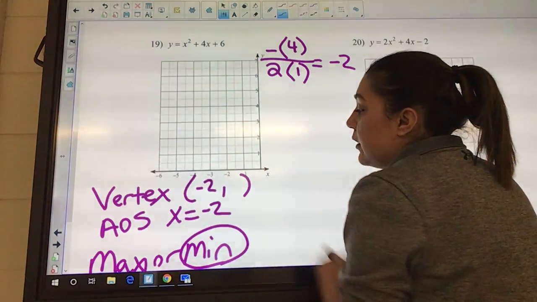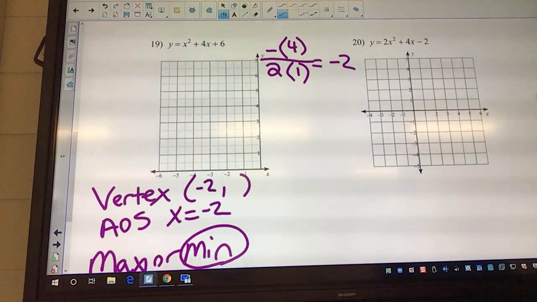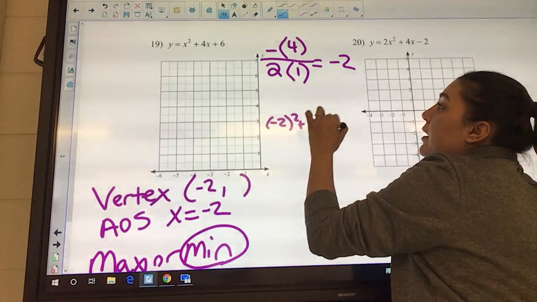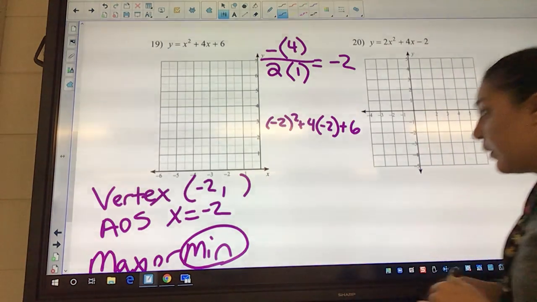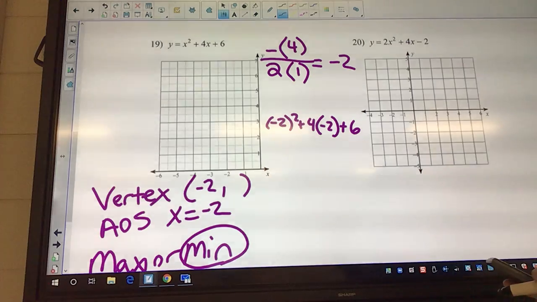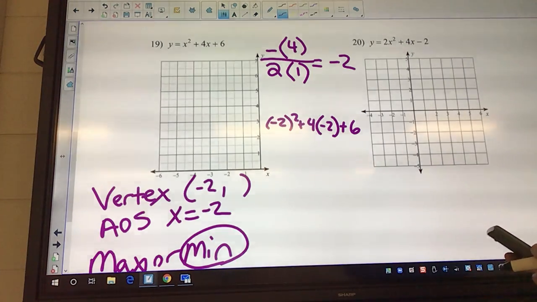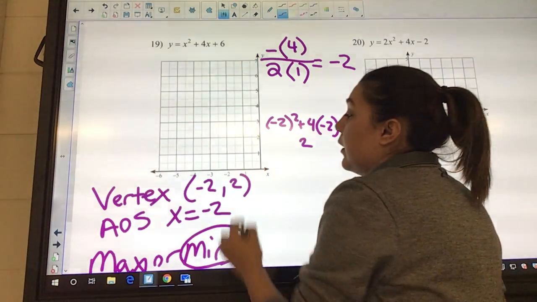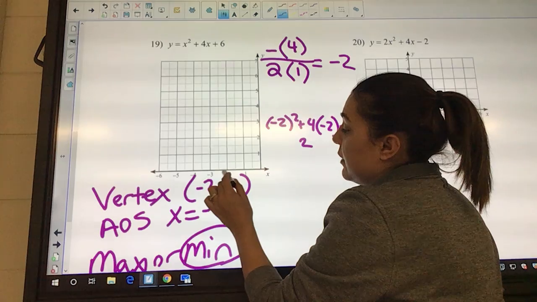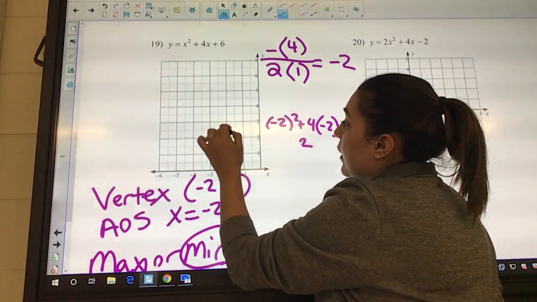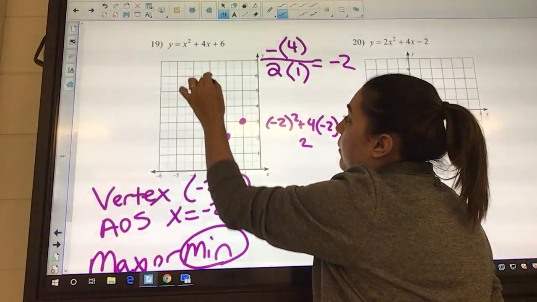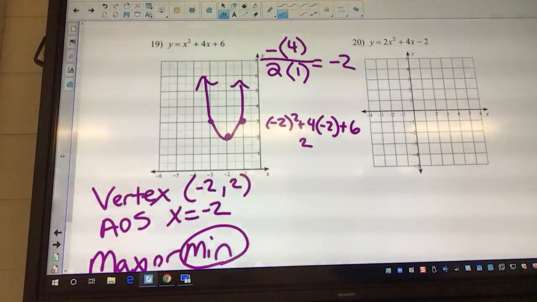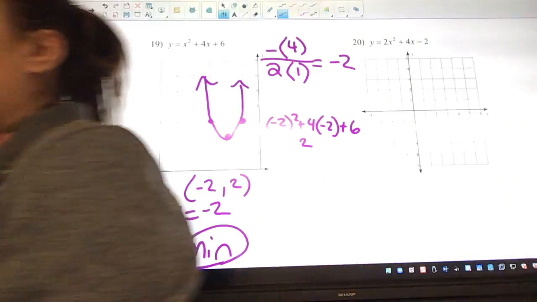So we can fill those in those spots. Okay, and then we can type our stuff in. So you're going to have negative 2 squared plus 4 times negative 2 plus 6. It should output 2. So my vertex is going to be negative 2, 2. We go up 1 over 1, up 1 over 1.